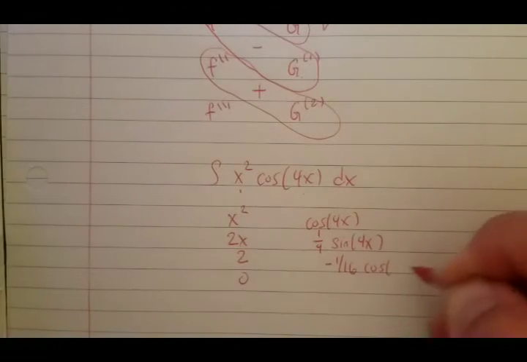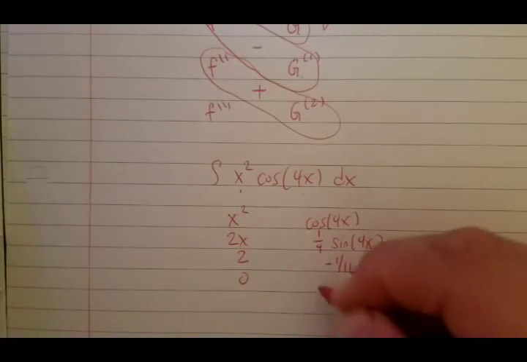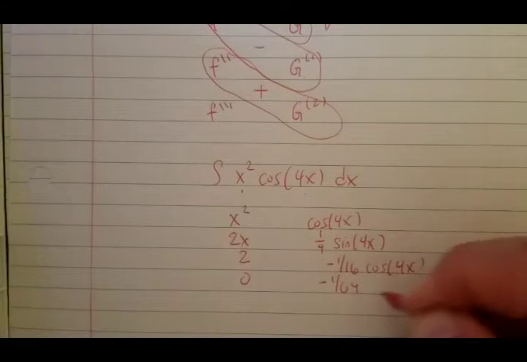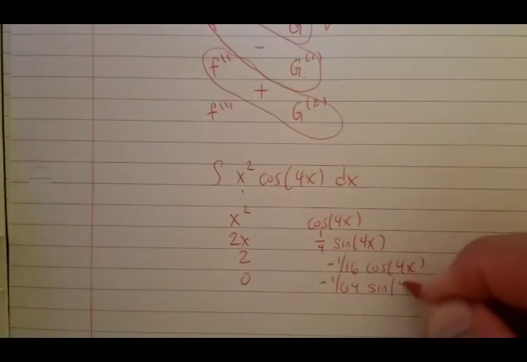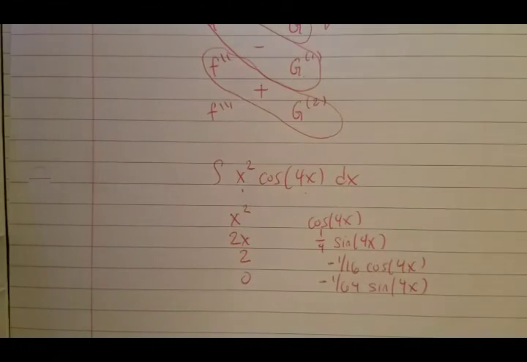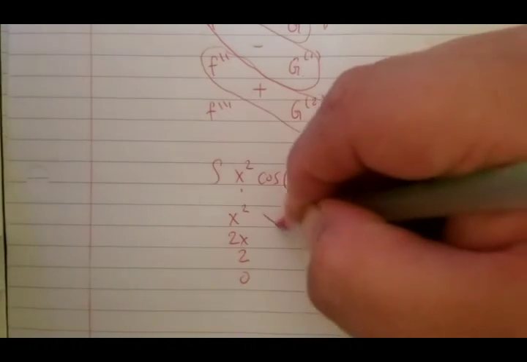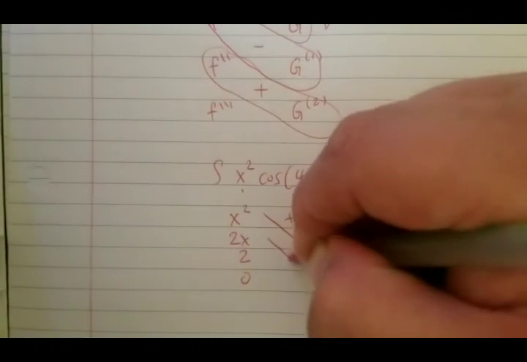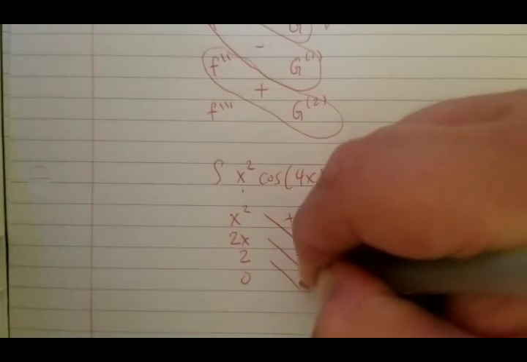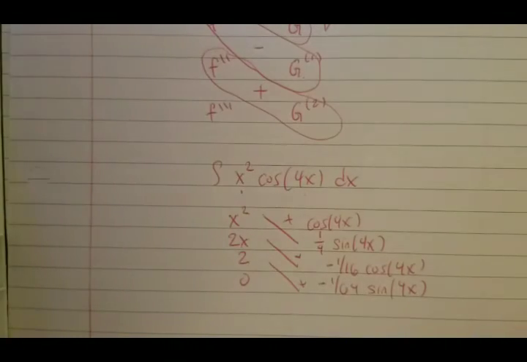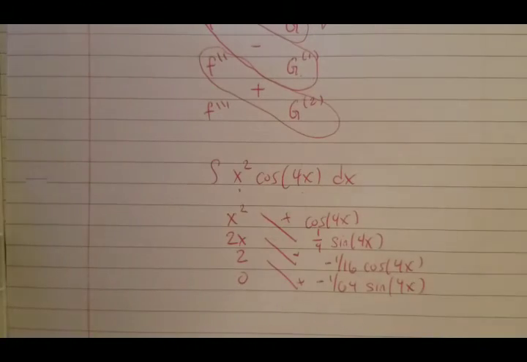So here minus 1/16, and then minus 1 over 64, again with the chain rule here. Okay, I could keep going, but I notice here that I've got a derivative of 0, so that would be 0 forever onward. Now I'm going to look at my products of terms: plus the first product, minus the second product, plus the third product, and I would just keep repeating that pattern over and over again.